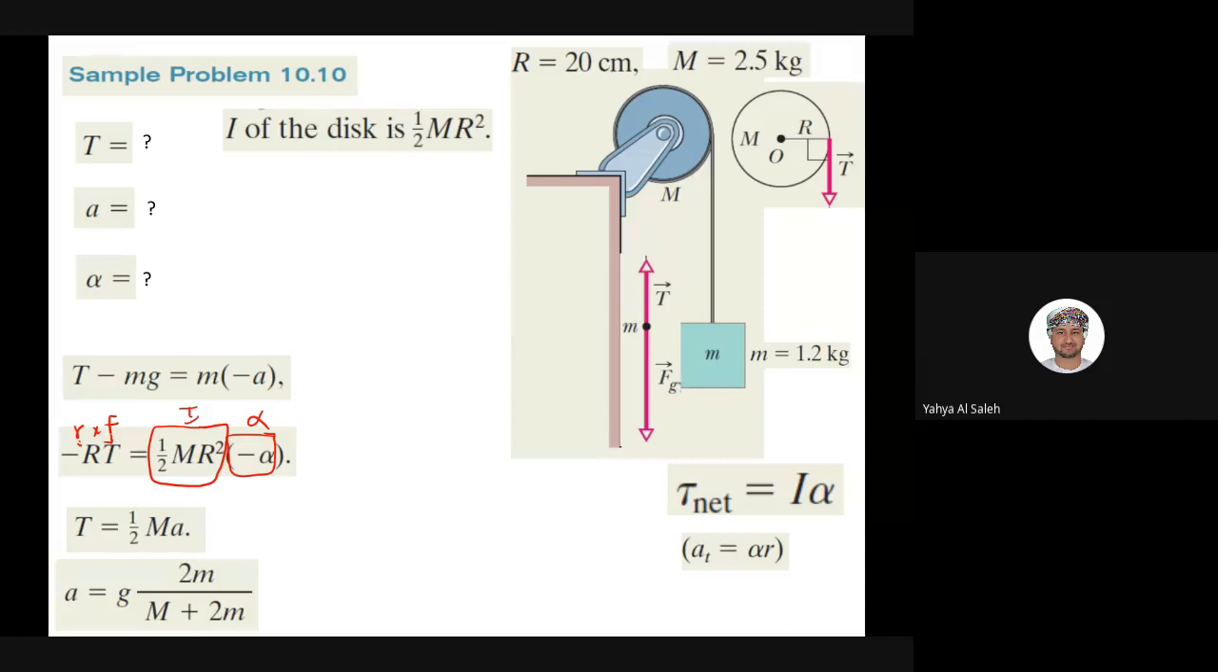Now we can combine equation 1 and equation 2 to end up knowing that T equals half m a, acceleration equals g times 2m over M plus 2m, and alpha equals a over r. So we have more than one unknown. We need more than one equation. We have one equation with the force. We have another equation with the torque.